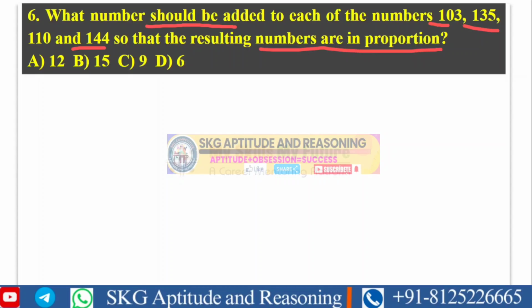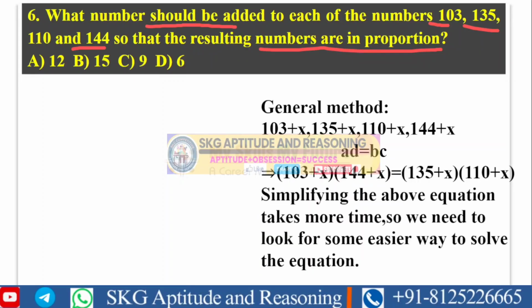So let's see. What is the basic formula when the ratios are in proportion? The basic formula we know is AD equals BC. So this will be the general method. For each of the numbers I need to add plus x. Why? Because in the question, what number should be added? That number I'll assume as x here. So I know that when ratios are in proportion, AD will be equal to BC.